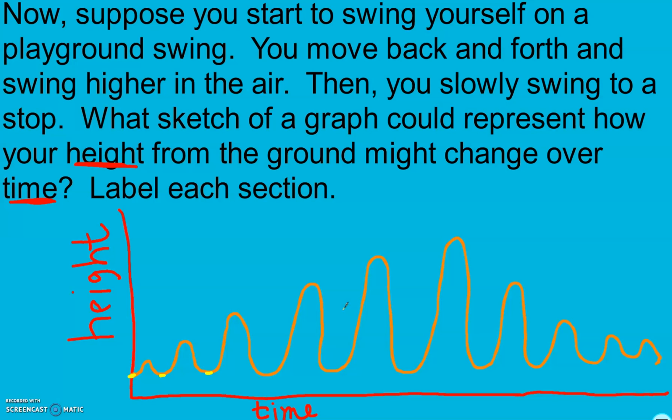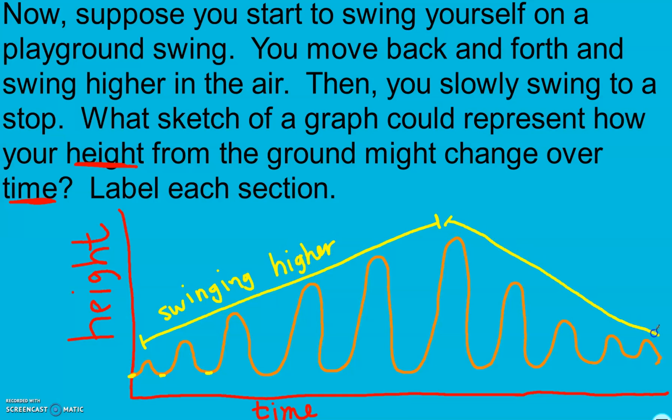So, as far as labeling this, I'm going to label the section. All of this stuff is when we're swinging higher. And all of this stuff is when we slow to a stop. Slow to a stop. Combined things there. Slow to a stop. So again, you go up, down, up, down, up, down.